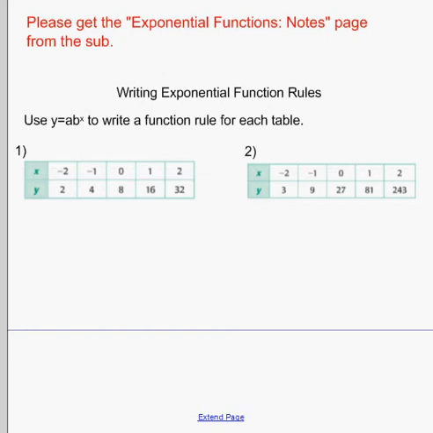All right, so we're going to start by writing function rules from a table. We're going to look at examples 1 and 2 together, and then you're going to try example A and B at the bottom of the page. So here's example 1 and 2. Again, we're going to use y is equal to a times b to the x to write the function rule for each table.